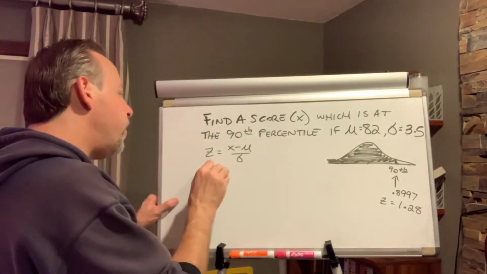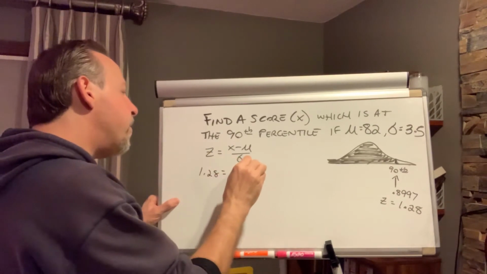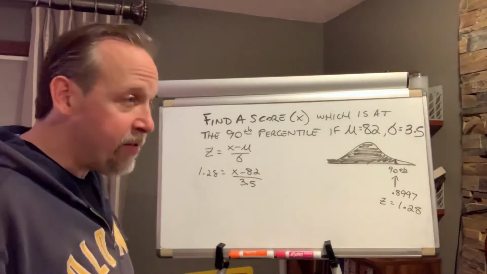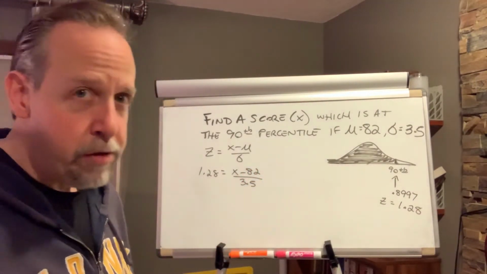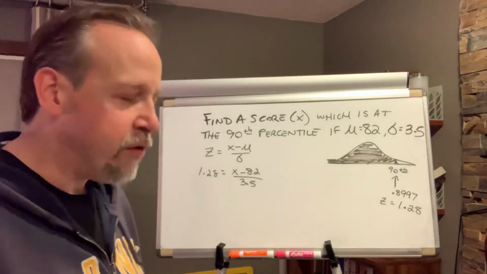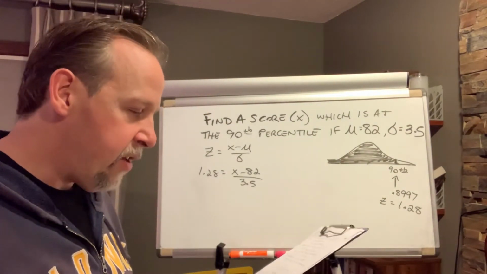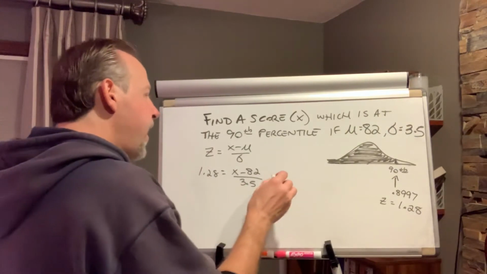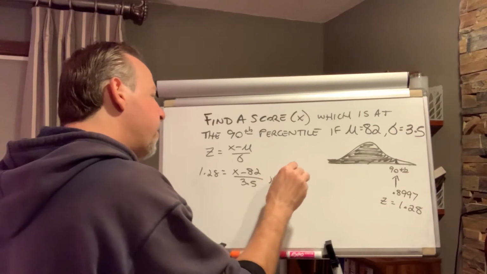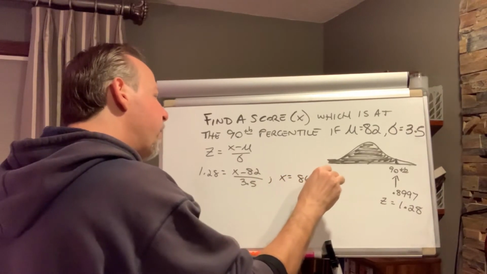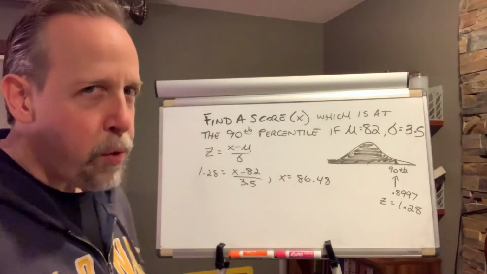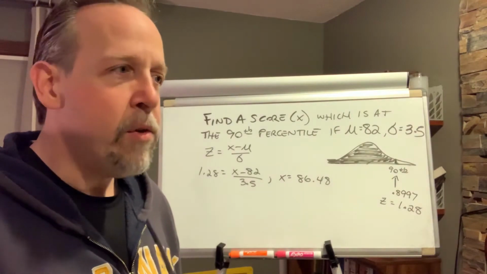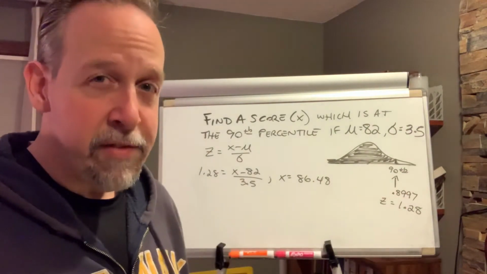So 1.28 equals x minus 82 over 3.5. How do we solve this algebraically? Well, you multiply by 3.5 to clear the fraction, and then we're going to add the 82. So what you get when you do that is 86.48. Okay, so x equals 86.48. So a score on the test of 86.48 falls at the 90th percentile, or at least the 89.97th percentile.